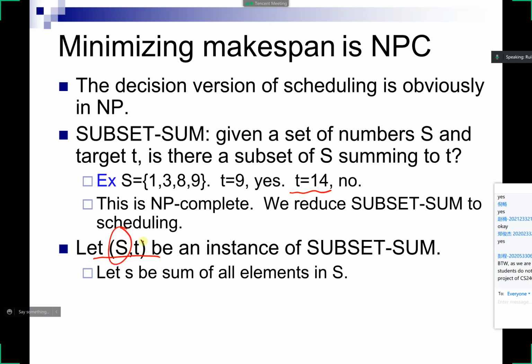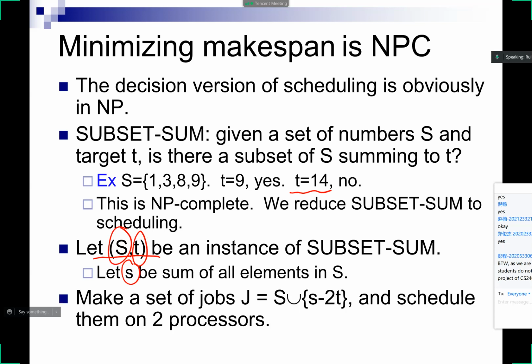So we have a set and we have a target. And also let's let little s be the sum of all of the elements in big S. So it's just the sum of all these values. Now we need to convert this subset sum instance to a scheduling instance, and that means that we need to create a set of jobs for the scheduling.